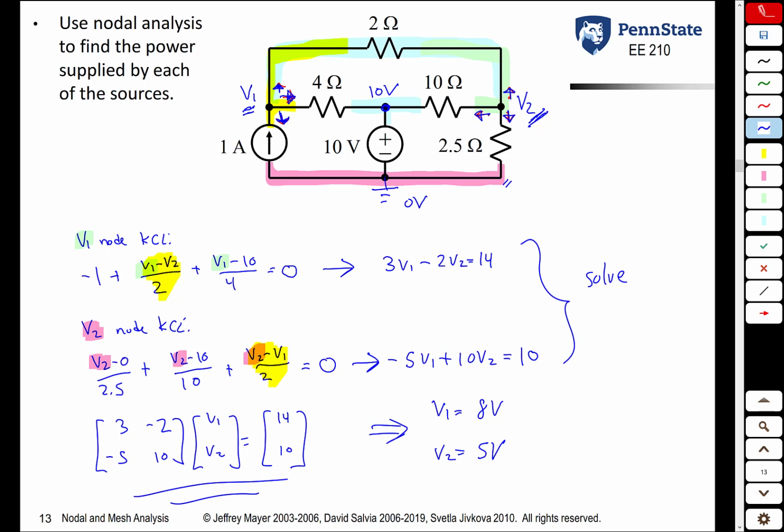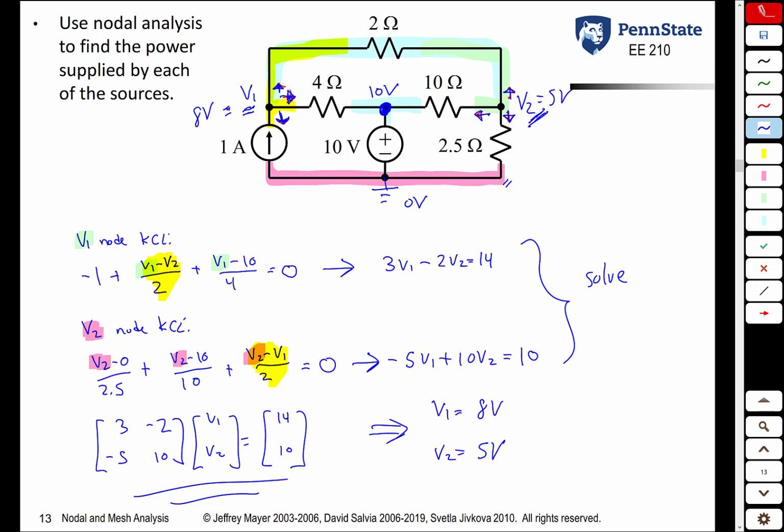So at this point we have solved the circuit. We now know the voltage at every node. V1 was 8 volts. V2 is 5 volts. And of course this blue node, we already knew it was 10 volts, and of course the pink node we know is ground.